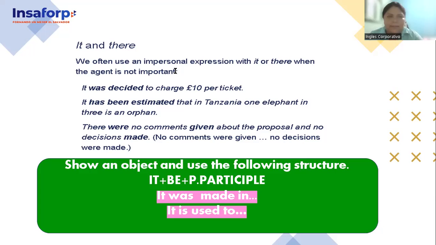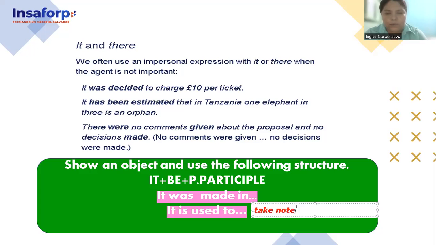Elisa, please show us an object and use those two structures. In this book, no, it is not a book. It was made in El Salvador. In El Salvador, okay. And the second one, it is used to. Okay, so you have to complete the second one. It was made in El Salvador and it is used to take notes, for example. To take notes. It is used to take notes. Okay, excellent, Elisa.